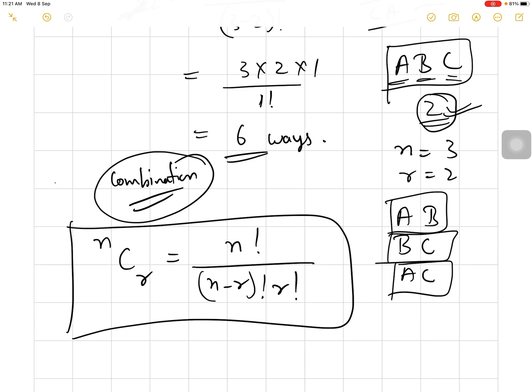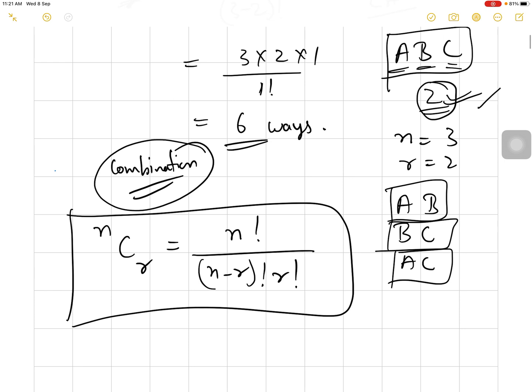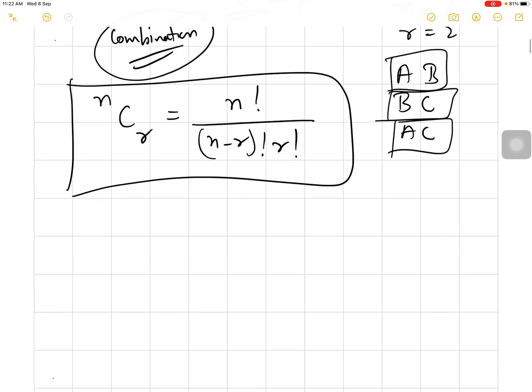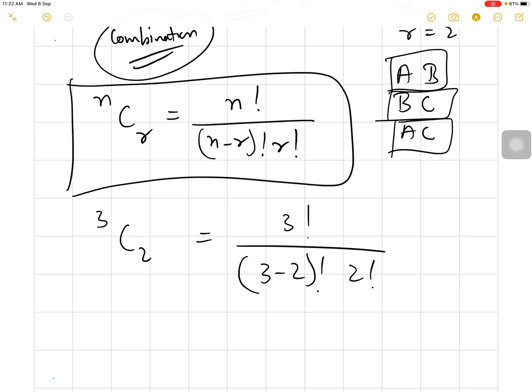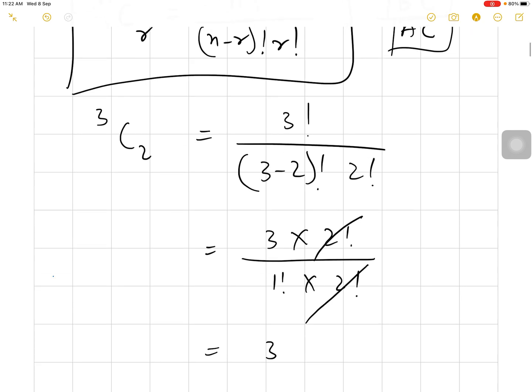So let us apply this formula in my previous example. If n is equal to 3 and r is equal to 2, so 3C2 will be 3 factorial divided by 3 minus 2 factorial, 2 factorial. So 3 factorial can be written as 3 into 2 factorial divided by 1 factorial into 2 factorial. 2 factorial I can cancel. So what is remaining? 3 ways.